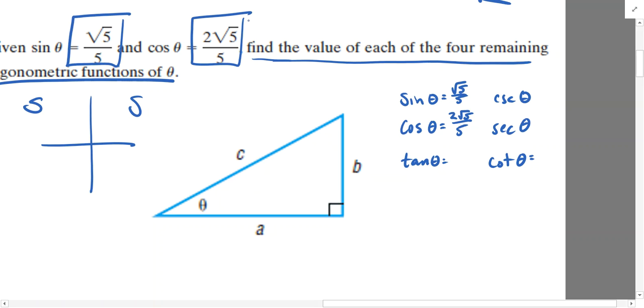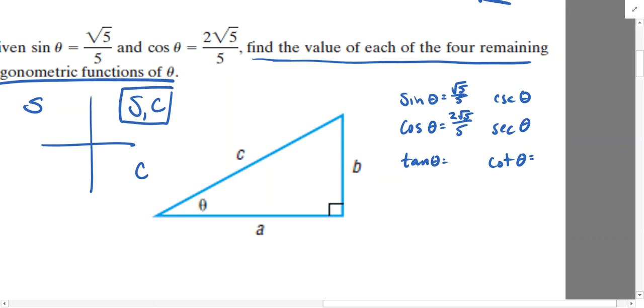Cosine is also being reported as a positive number. So cosine is positive in the first quadrant, and cosine is also positive in the fourth quadrant. We talked about that when we designed the unit circle. So the only quadrant that contains positive sine and positive cosine results is here in quadrant 1.